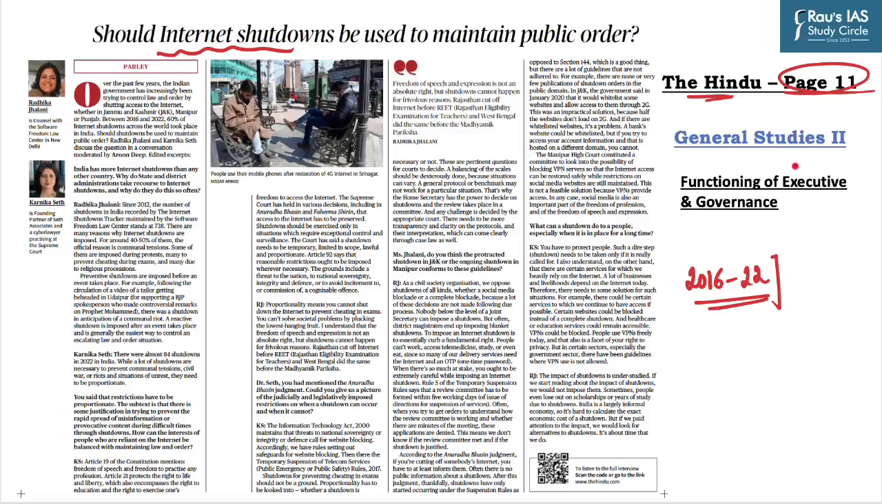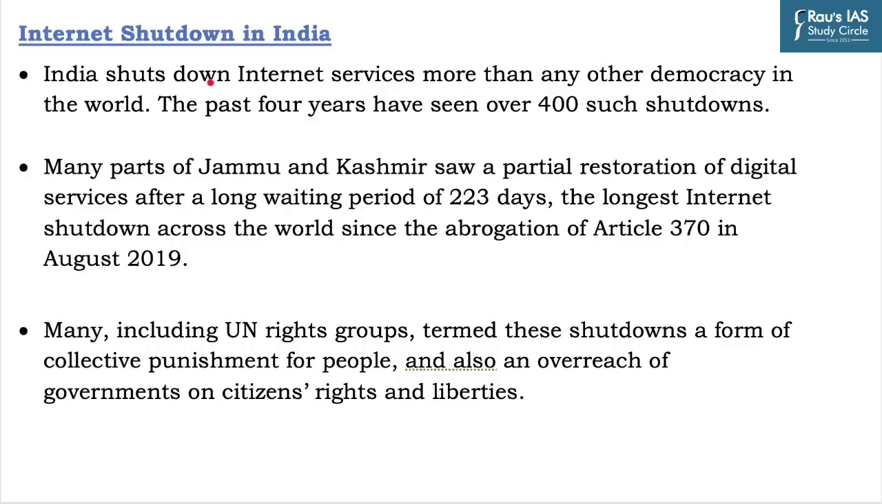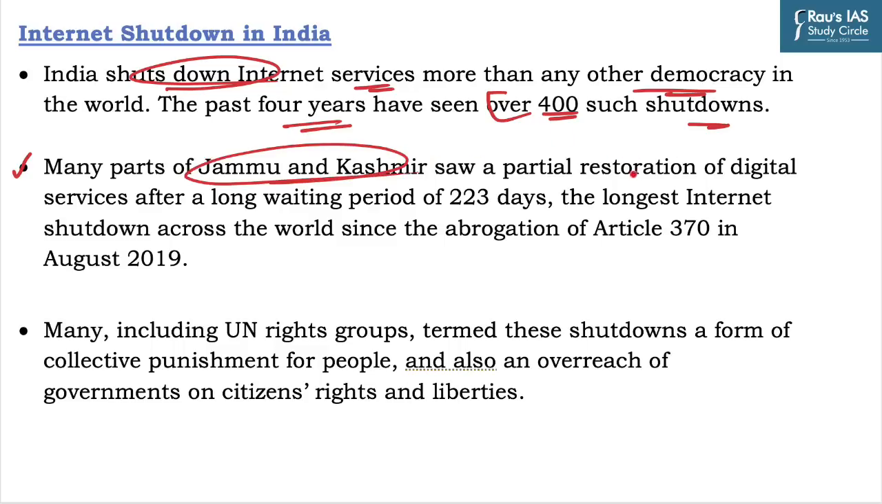This topic becomes relevant for General Studies Paper 2, under which these two subtopics are mentioned. Let us have a look at the status of internet shutdowns in India. India shuts down internet services more than any other democracy in the world. In the past 4 years, there have been over 400 such shutdowns across the country. Further, many parts of Jammu and Kashmir saw partial restoration of digital services after a long wait of more than 200 days, which was the longest internet shutdown across the world.